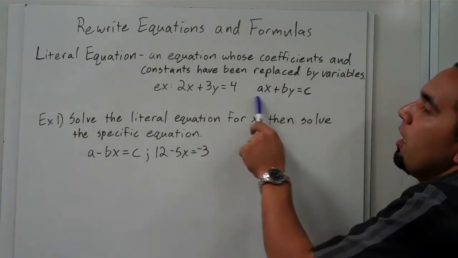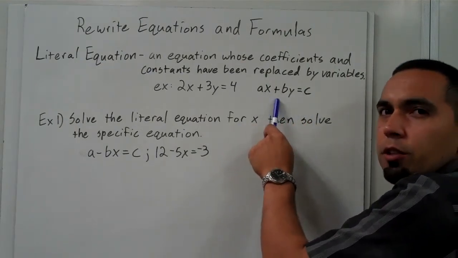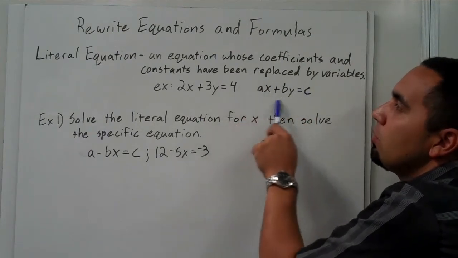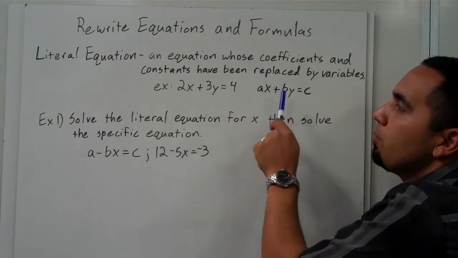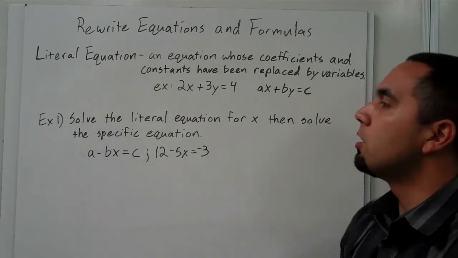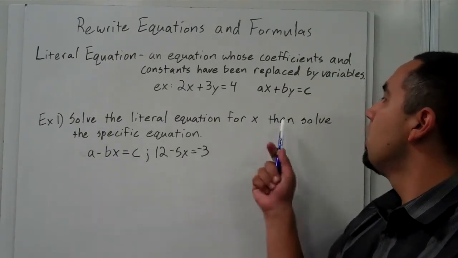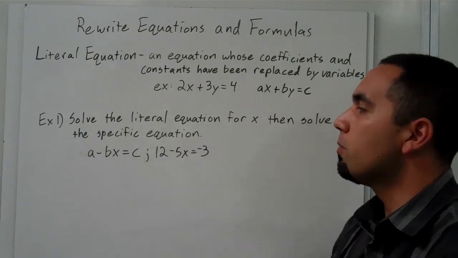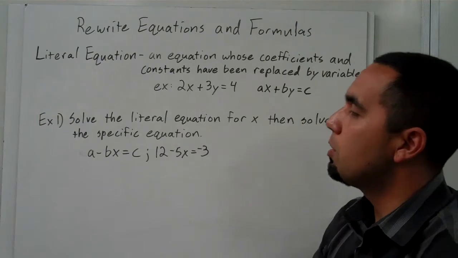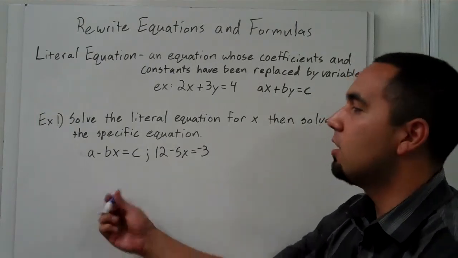So usually I call them the general form when they're important. But when it's just a basic equation that doesn't really mean anything, it's not special, they call it a literal equation. Okay? So let's take a look at example 1. It says solve the literal equation for x, then solve the specific equation. So first step is we're going to solve this first equation by x, which means we need to isolate x, right?